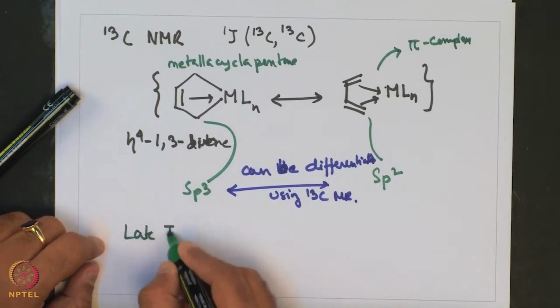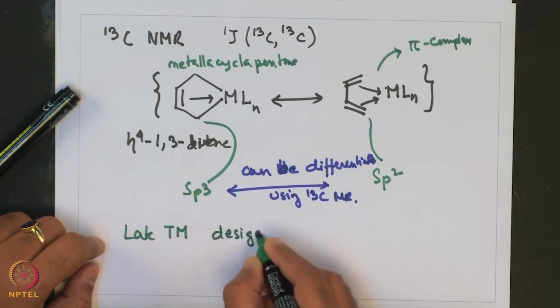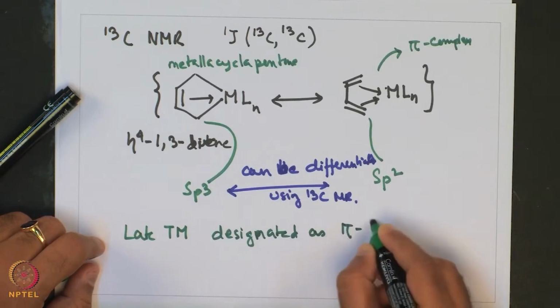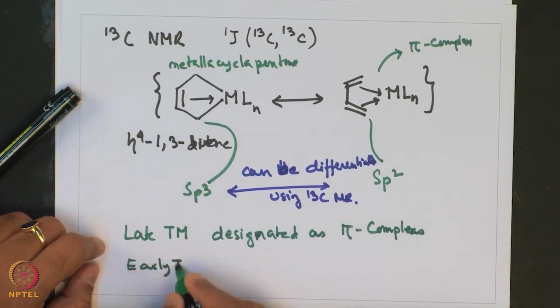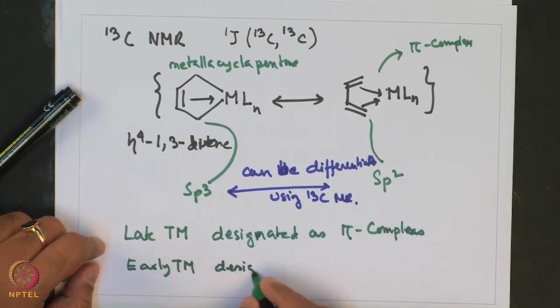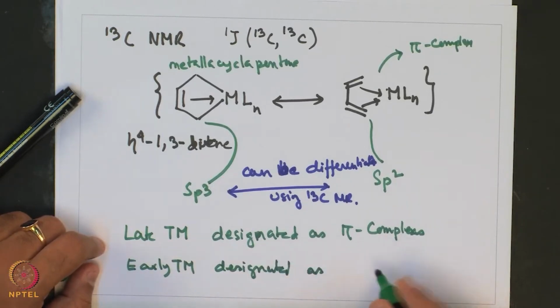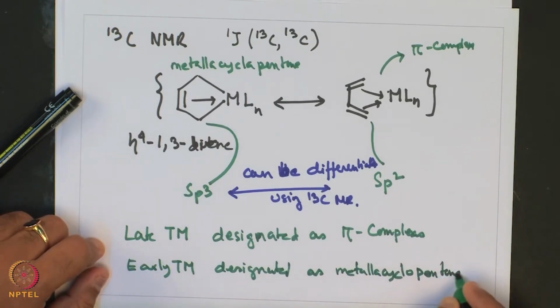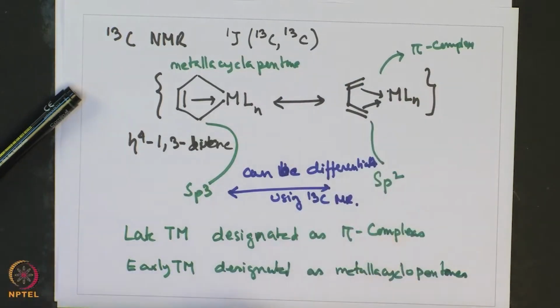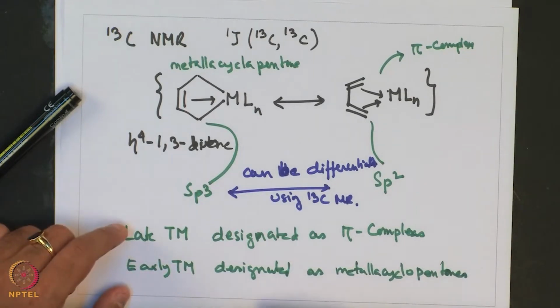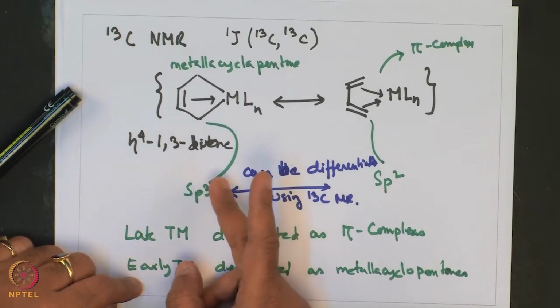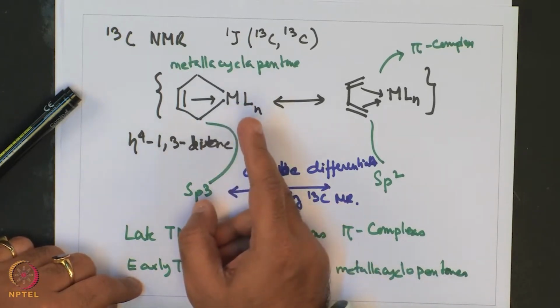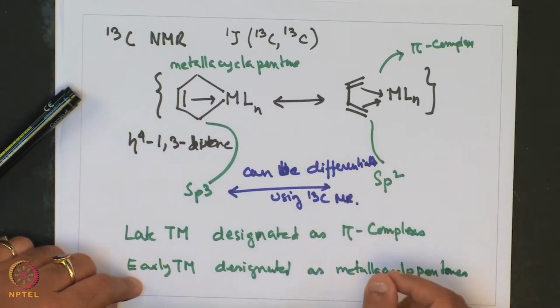So, late transition metals are designated as pi complex, whereas early transition metals are designated as metallocyclopentene. So, this is an interesting feature which can distinguish between the late transition metal type of canonical structure that exists with the late transition metal as well as the early transition metal, and that the hybridization of the ligand would change on going from this metallocyclopentene intermediate to the simple pi complex of the type shown.